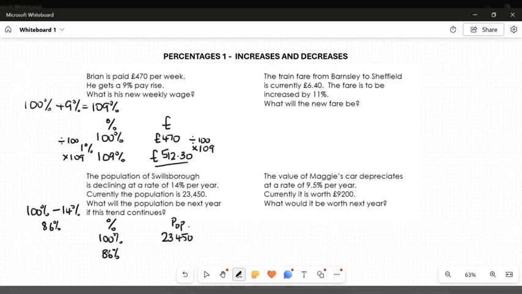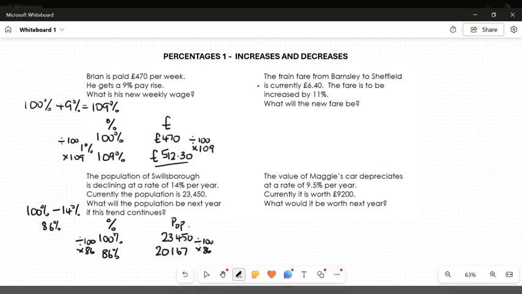So again, using that unitary method, divide by 100, that gets us to 1%, times this by 86, and do the same on this side, by 86. Now remember, population has to be a whole number. We can't have 0.5 of a person, for example. So if it's not a whole number, we have to round it to the nearest whole number. So 23,450 divided by 100 times by 86. And it does give us a nice whole number, so we can write that down as 20,167. There are 2 questions on the right-hand side. So pause the video, have a go at those 2 questions, and when you're ready, press play and I'll go through them.